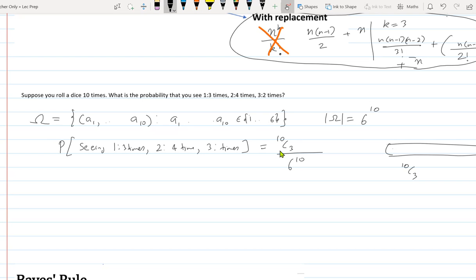7c4. Yeah, because only 7 is remaining now, and from 7 we need 4. Some 3 places are already fixed. Yeah, we already said these are 3s. Then remaining 7 things. 7c4 for the 4 2s. And then into 3c2.